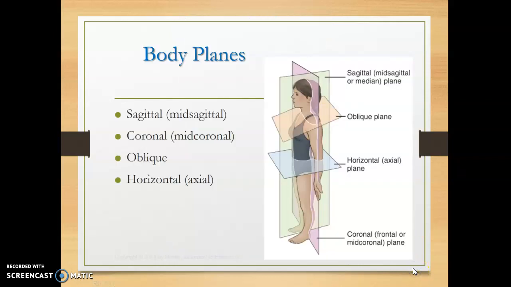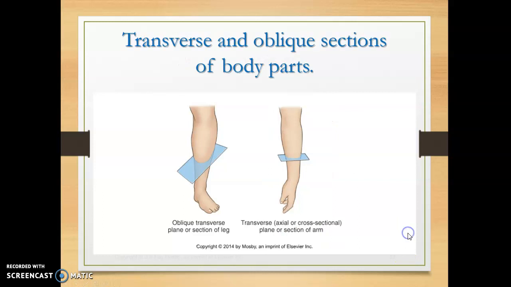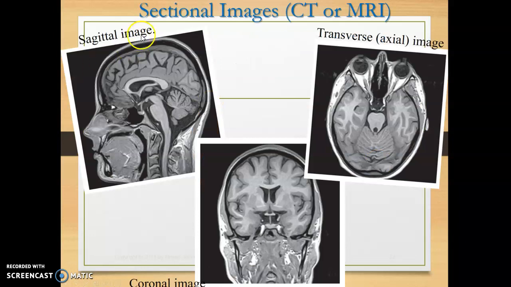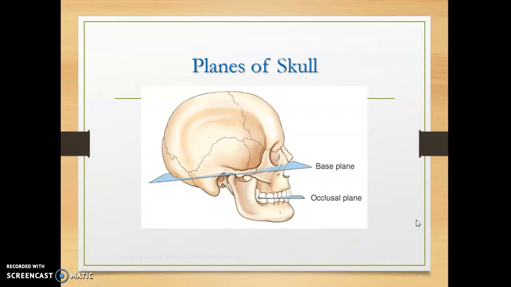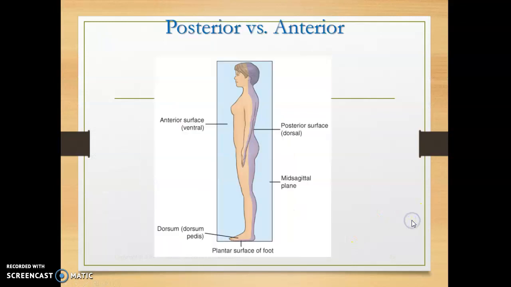Okay? Review your body planes. You should know these basic planes. Difference between oblique and transverse. Sectional images are done in CT or MRI, but if you know your planes, your sagittal plane, coronal plane, or transverse plane, they're the same idea. The skull has two planes.